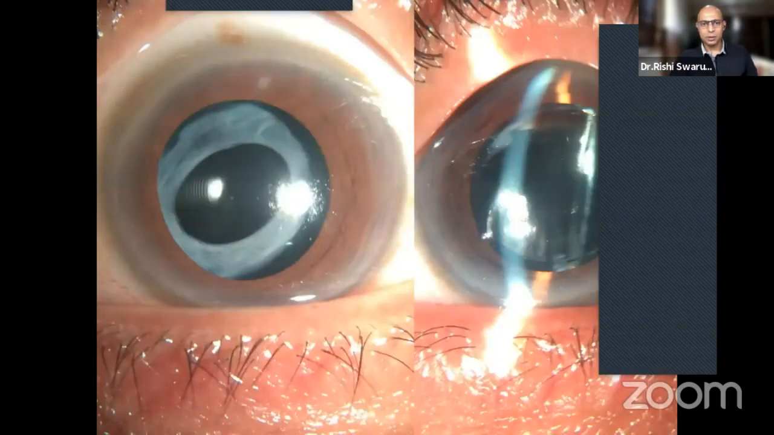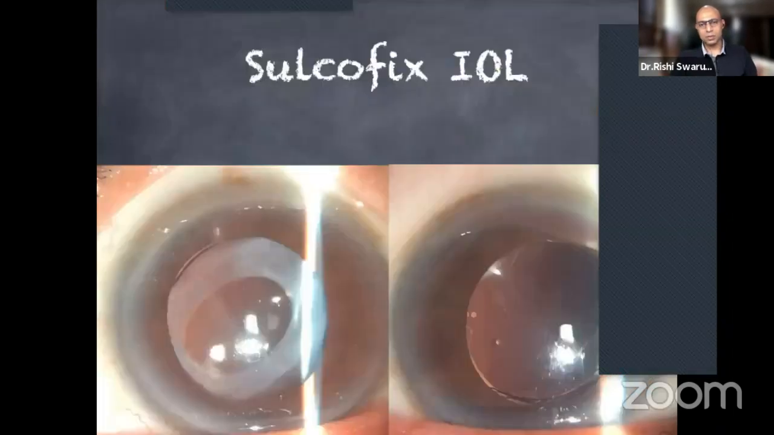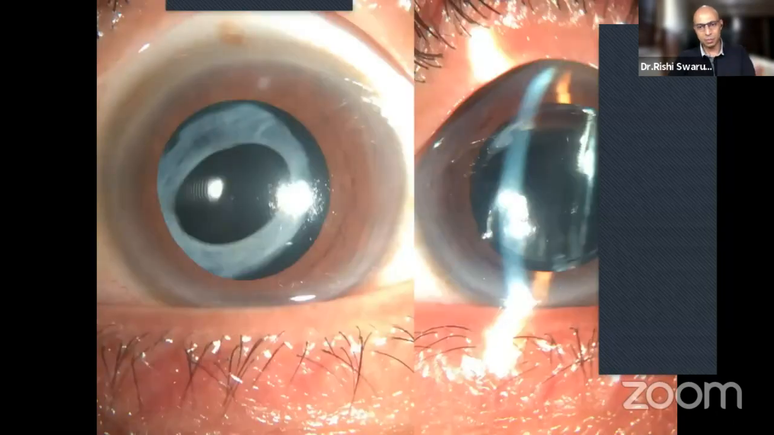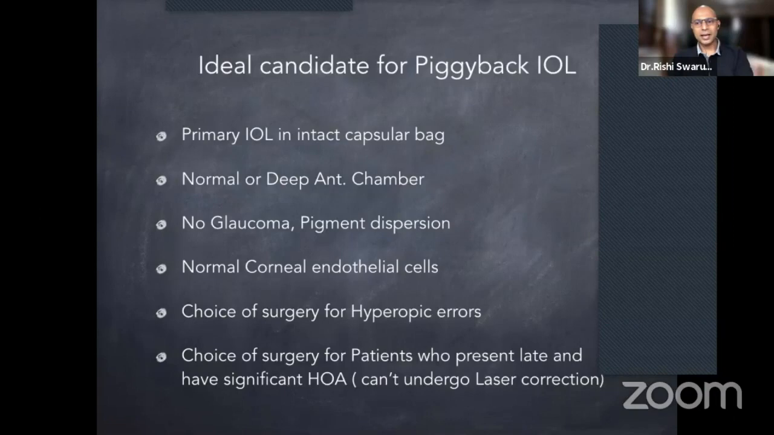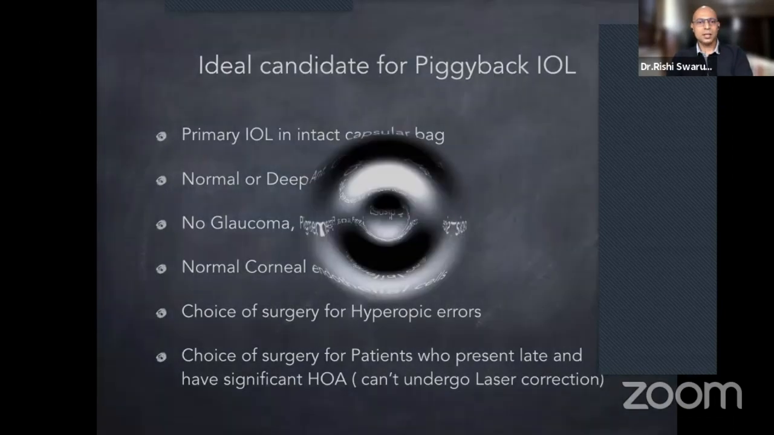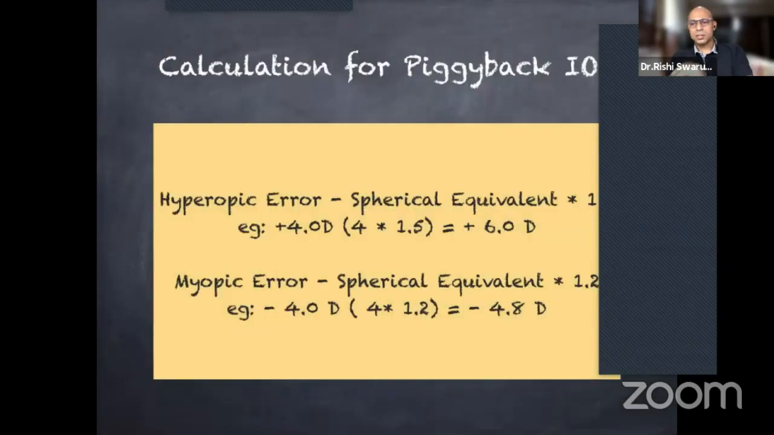And you can see that the patient who was like that preoperatively, the capsular fibrosis has been enlarged and the second lens is fitting well. You can see the gap between the two. So ideal candidates are patients with an intact capsular bag, and the pupil or iris also should be intact, and there should be no other problems that the patient has.